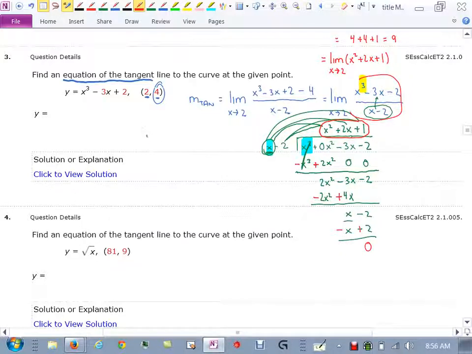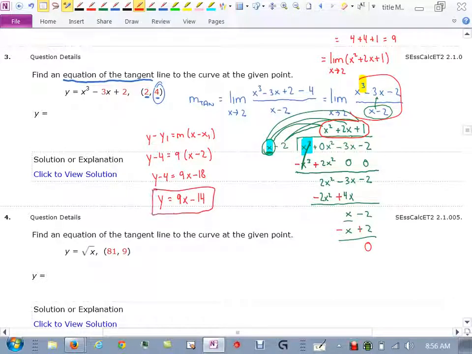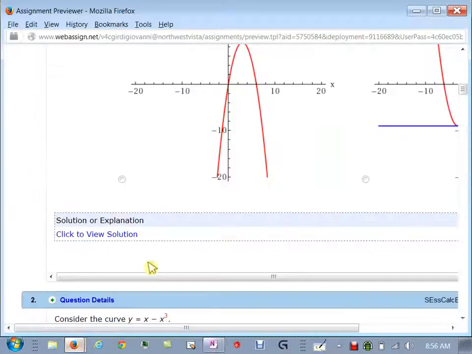And then I'm going to use my formula y minus y1 equals m times x minus x1 to get my equation. So y minus 4 equals the slope I just got, x minus 2. Let's distribute through here, 9x minus 18. Let's add 4 to both sides. And you should get 9x minus 14. And we will check that real quick.